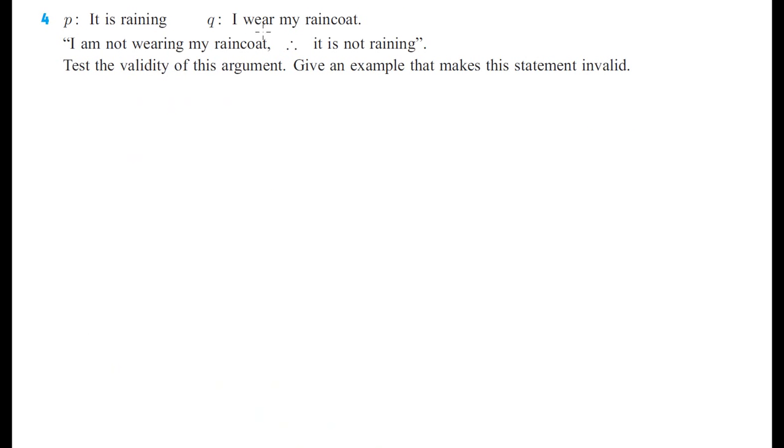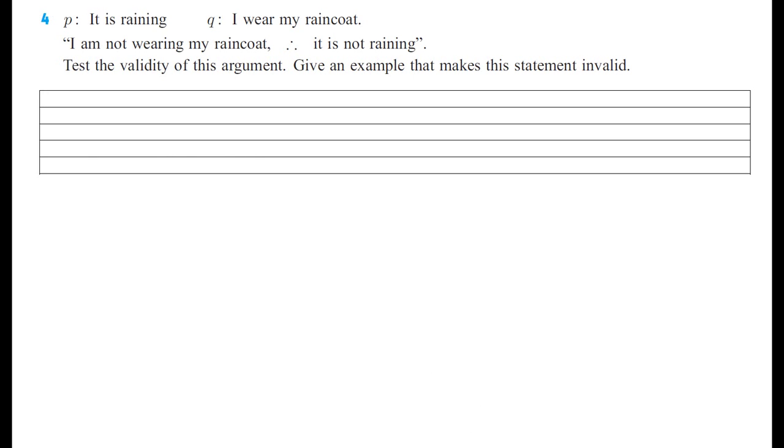P: it's raining. Q: I wear my raincoat. I am not wearing my raincoat, therefore it's not raining. Test the validity of this argument. Give an example that makes the statement invalid. Okay, so just put a table in here so we can test this out. So we've got P and Q. All right, so this is true, false, true, false, true, true, false, and false.